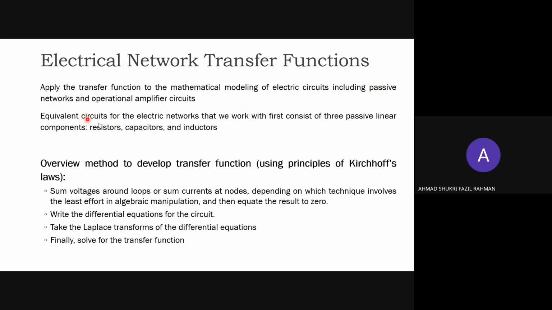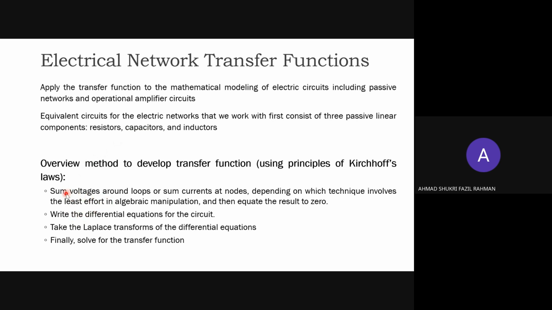So what is a passive network? The most common examples are these three components: resistor, capacitor, and also inductor. You will learn on the next slide how to obtain the transfer function for these three passive components. But first we look at the method on how to obtain the transfer function for an electrical network. There are four methods that you can see here.